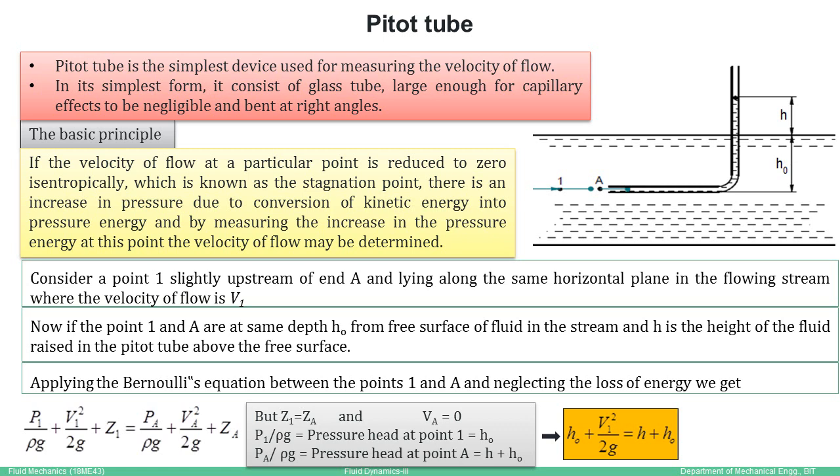So if you substitute these in Bernoulli's equation, we get H naught plus V1 square by 2g is equal to H plus H naught. H naught is there on both LHS and RHS, so simplifying that and obtaining an expression for V1, which is the velocity of flow at point 1, we get V1 is equal to root of 2gh. So if we know the height, the increase in pressure due to the sudden stopping, that is what we call the dynamic pressure head H, we get the V1 value.